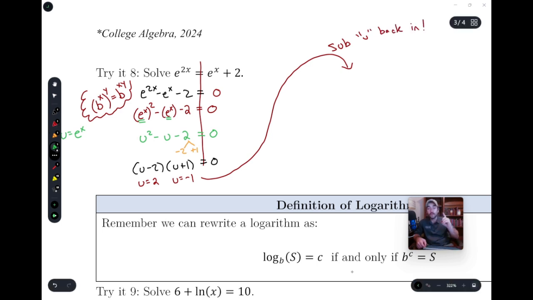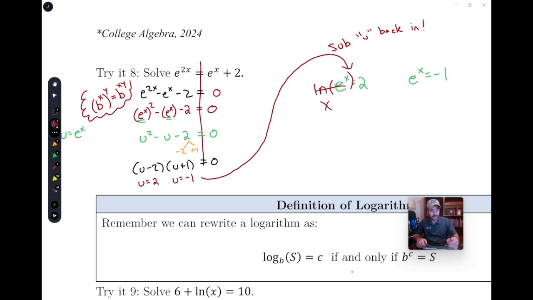And so instead of u equals 2, we're going to have e to the x equals 2. And instead of u equals -1, we're going to have e to the x equals -1. And now how do we get rid of that e? It's the same steps we've been doing. We natural log both sides. So we're left with x on this side equals the natural log of 2. We'll do it one more time. Natural log both sides. x on this side equals the natural log of -1.